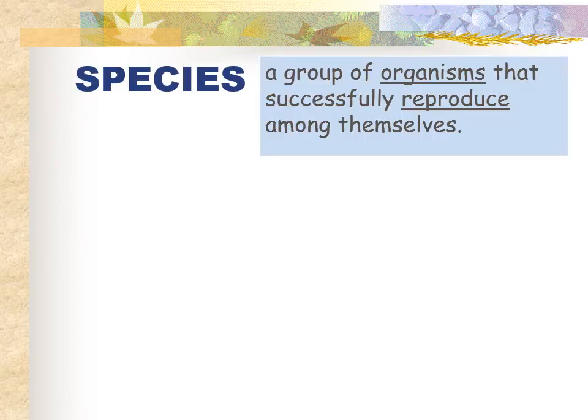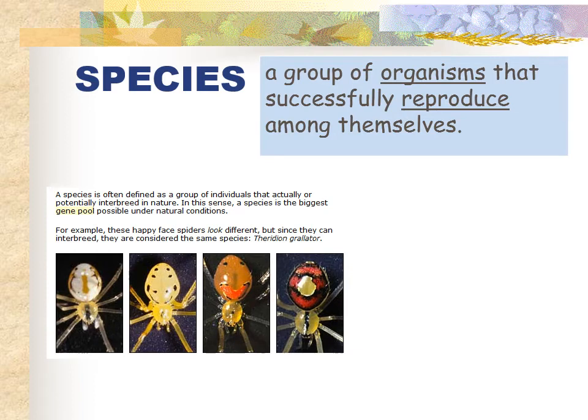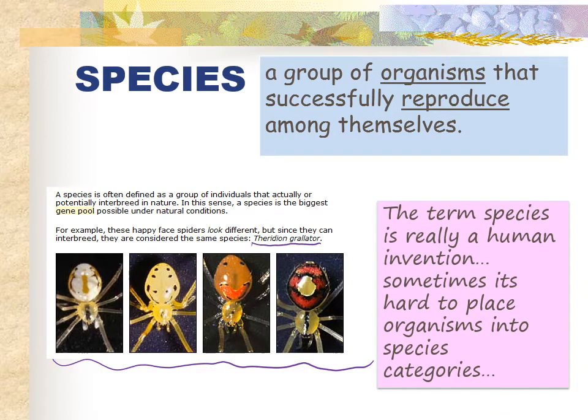The first word here is species. So a species is a group of organisms that successfully reproduce among themselves. So if organisms belong to 2 separate species, they cannot mate to produce offspring that are able to reproduce. So for instance, with our spider picture here, we've got a bunch of what are called happy face spiders. And they all look different from each other, but technically they all belong to the same species, which is this, Theridion grallator.